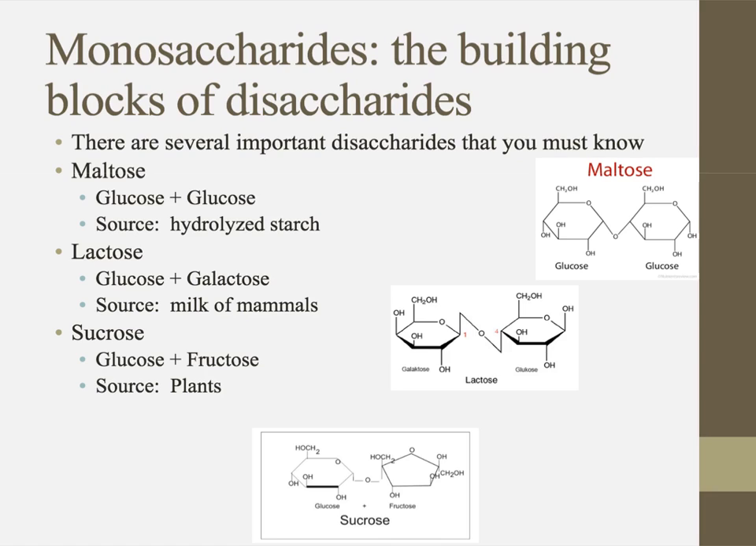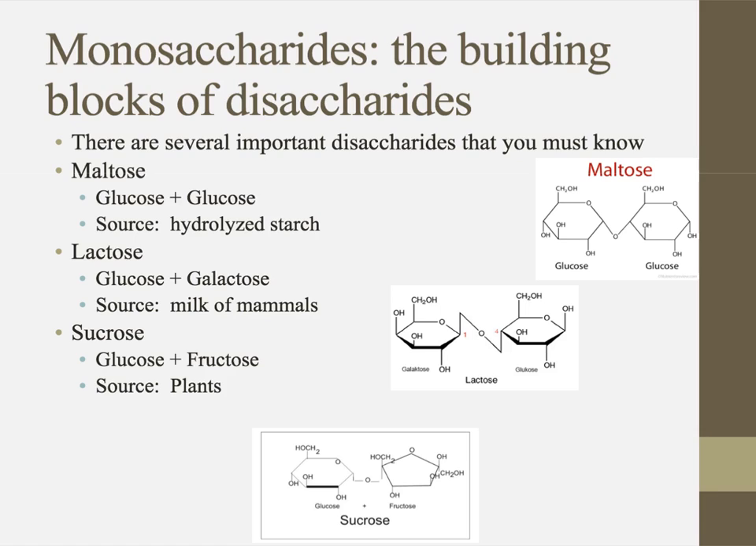So these are the disaccharides that you absolutely need to know. First we need to know is maltose. Maltose is made from 2 glucose subunits, and the source is hydrolyzed starch. So when you eat something with starch in it, like a potato or pasta or anything like that, you've got this long starch chain going through your digestive system, and you have an enzyme called amylase, more on that in a later chapter, that breaks that starch up.